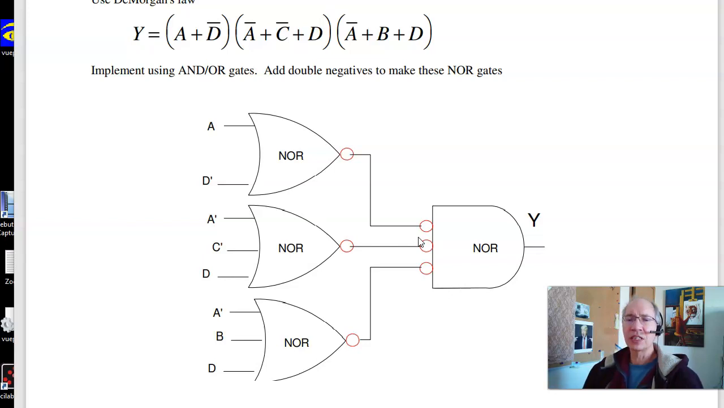So that's kind of how to use NAND gates and NOR gates. NAND gates, you circle the ones. NOR gates, you circle the zeros. And that is homework set number 7 for ECE 320.